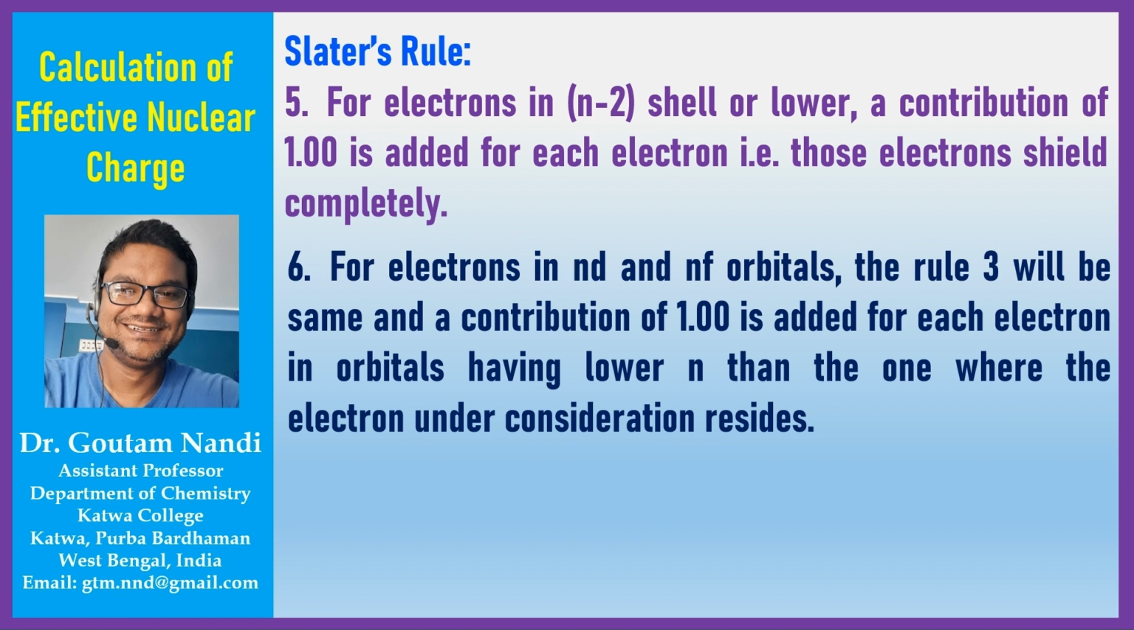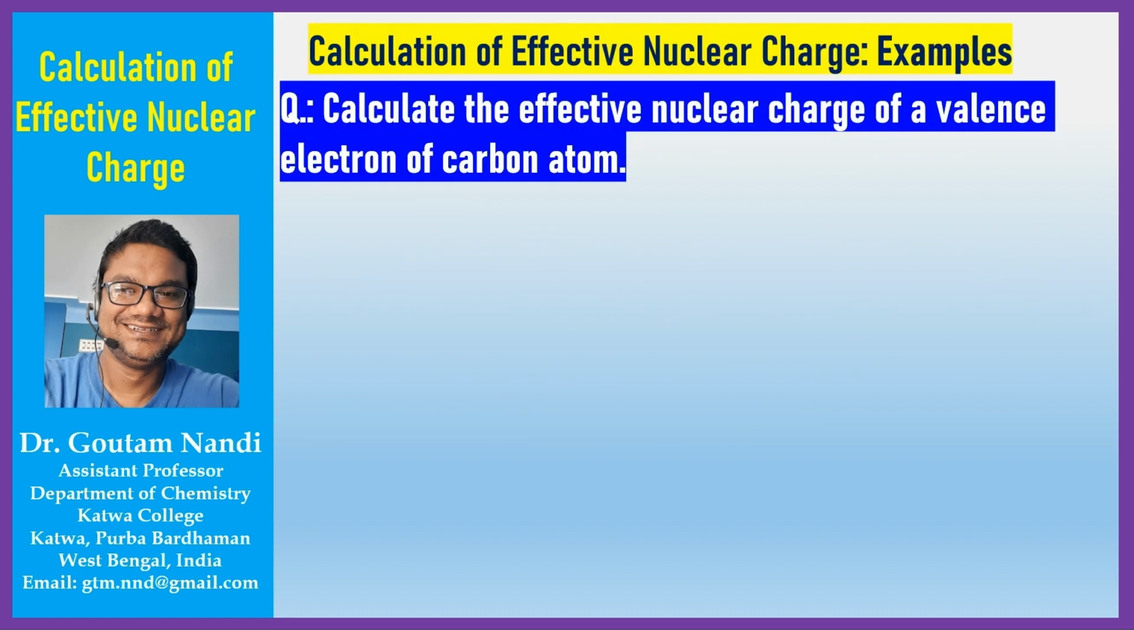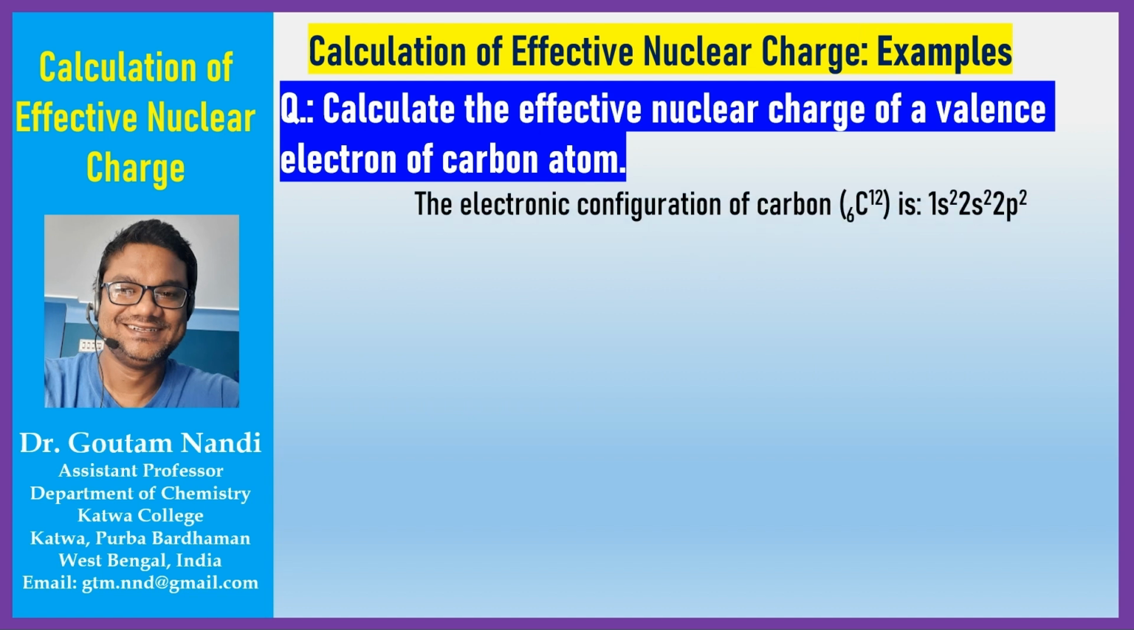Okay, these are the rules given by Slater. We will apply these rules for calculation of sigma value for some electrons. First, let us take carbon. What is the question? Calculate the effective nuclear charge of a valence electron of carbon atom. Okay, carbon has the electronic configuration 1s2, 2s2, 2p2. Valence electron means 2p. So we need to calculate the effective nuclear charge for one electron of the 2p orbitals.